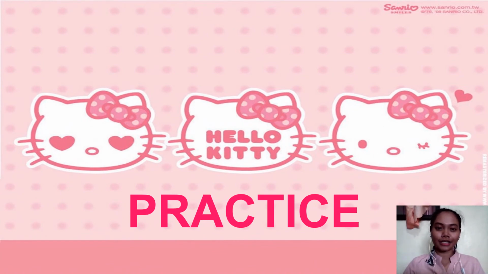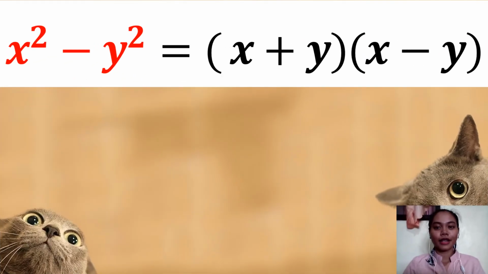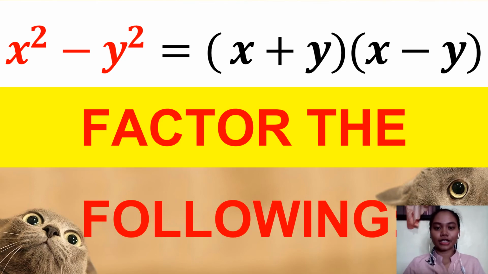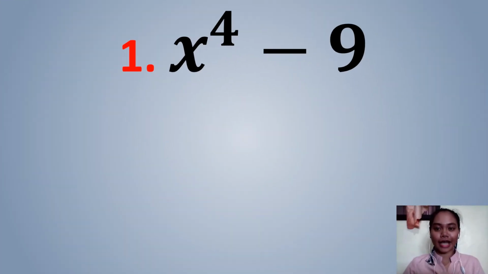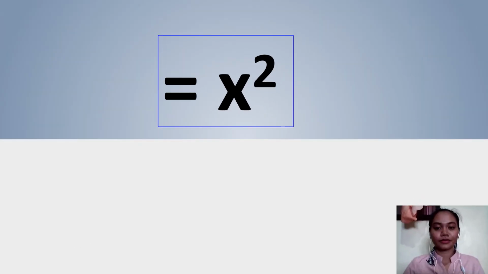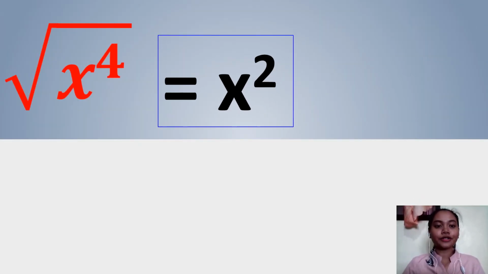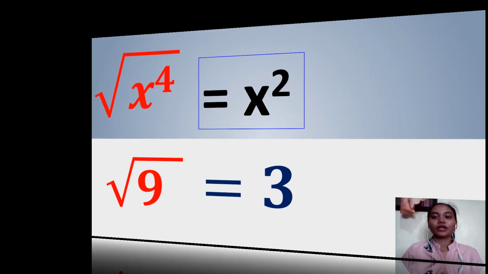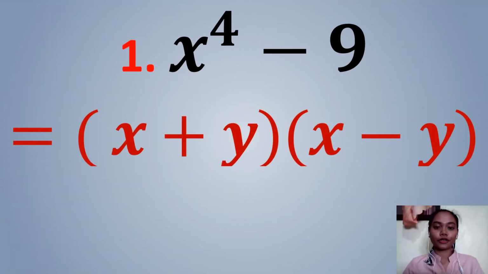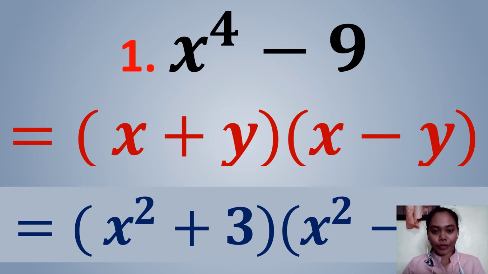So let's have another practice. Remember this pattern. X squared minus y squared is equal to the product of the binomials x plus y and x minus y. So let's factor the following. X to the fourth minus 9. The square root of x to the fourth is x squared, and the square root of 9 is 3. So we can write it by using the pattern given as x squared plus 3 and x squared minus 3.